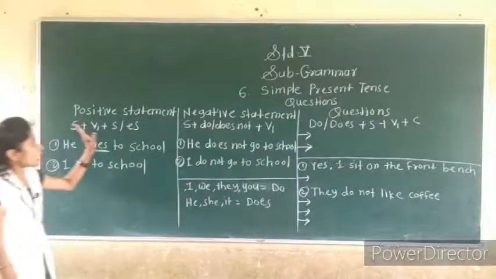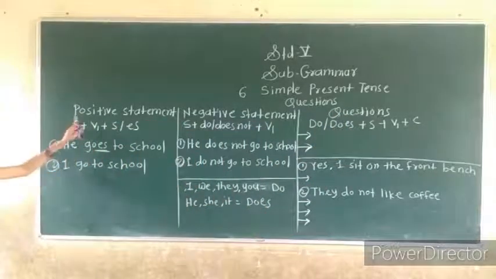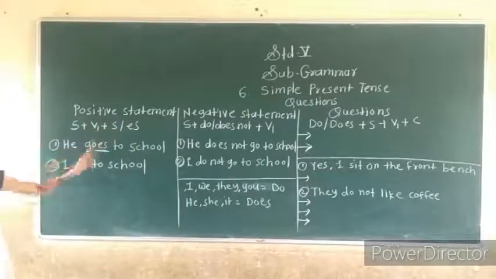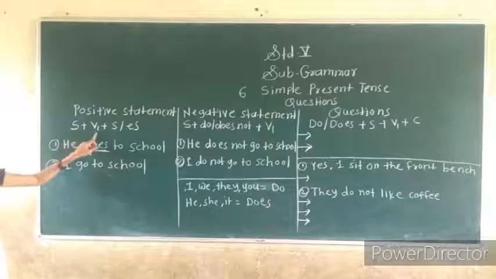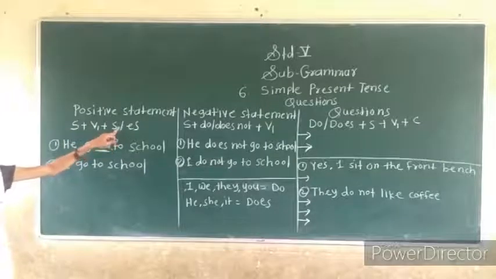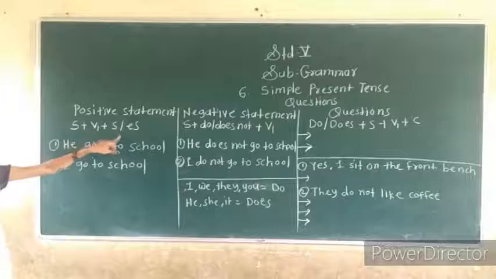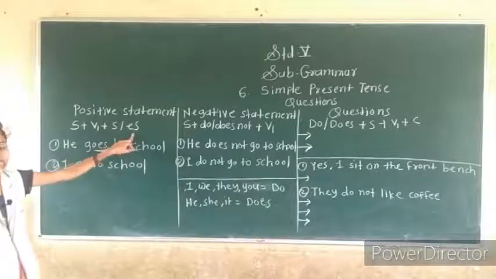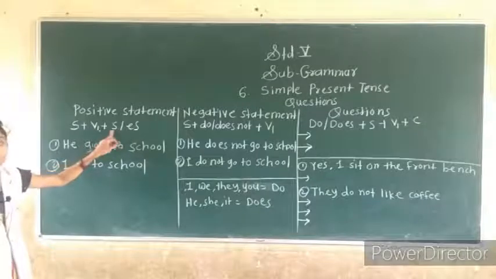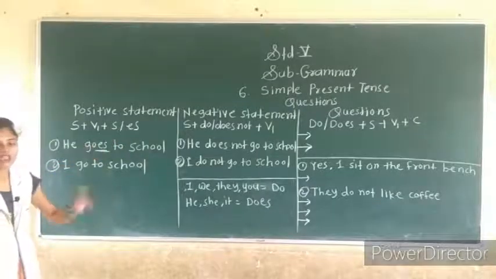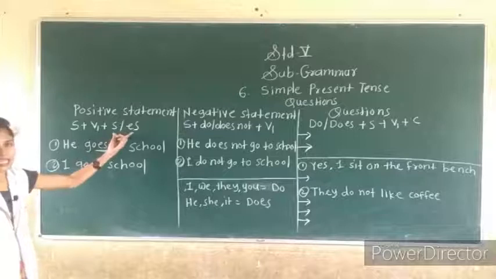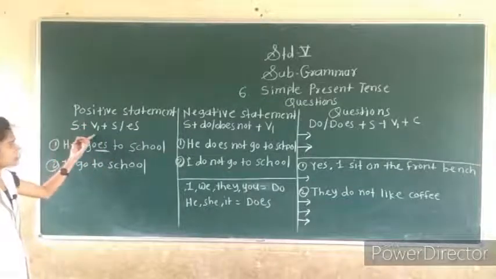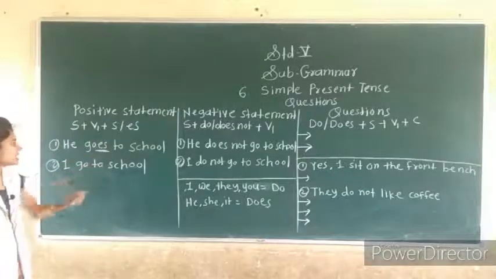So first, again, see how to make the positive statement. For the positive statement, which formula do we use there? Subject plus verb plus s, es. We use there s, es. If there is s, ss, ch, x, o, at that time we use there es. For the plural we don't use the s, es. Only for the singular we use s, es. So the formula for the positive statement is subject plus verb 1 plus s, es.